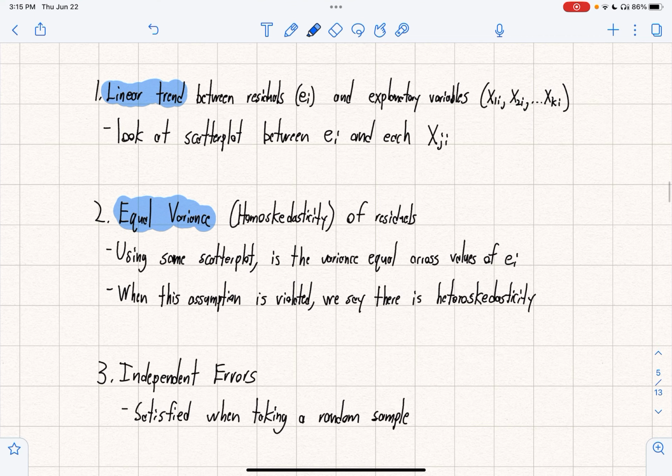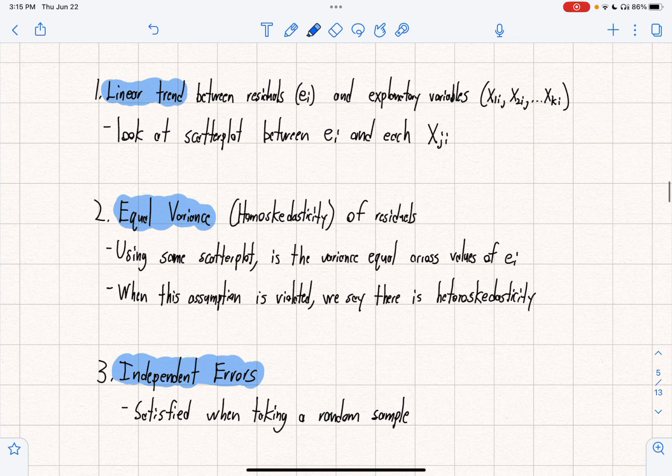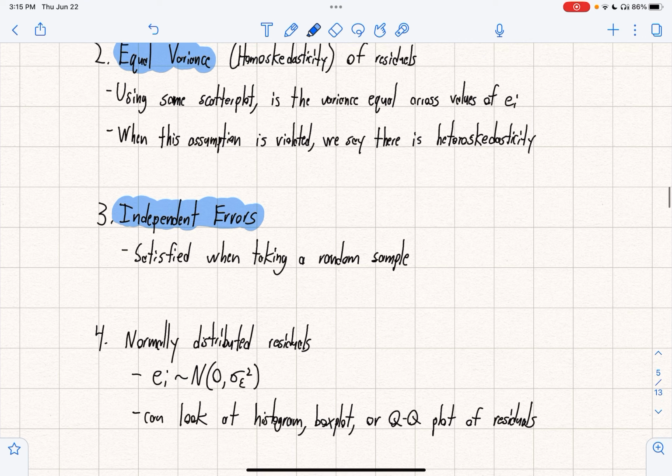Third, we need independent errors. This one we can always just assume is true because ideally we should be taking a random sample. Independent errors is really a problem when we have time series or measure things repeatedly over time, which are not the type of examples we're working on in this class. So we don't really need to worry about that one. Fourth is that we have normally distributed residuals. We can look at histograms, box plots, or QQ plots for the residuals and hope that they look approximately normally distributed.